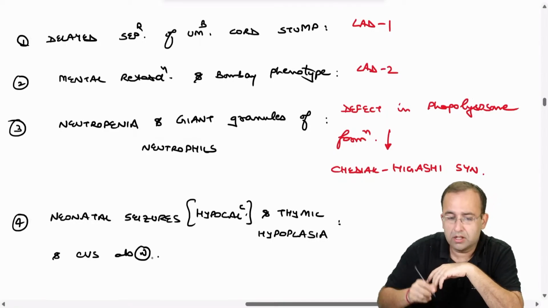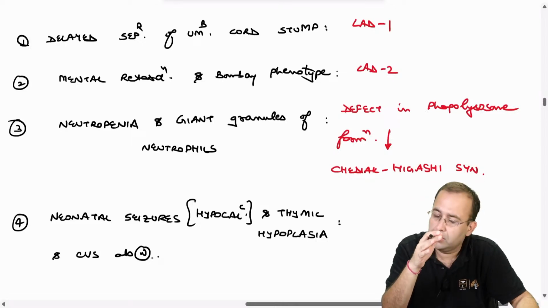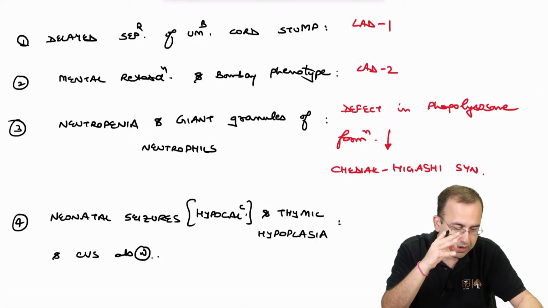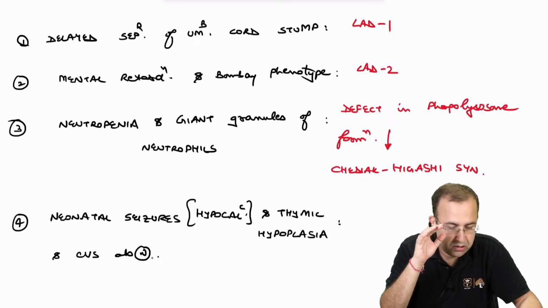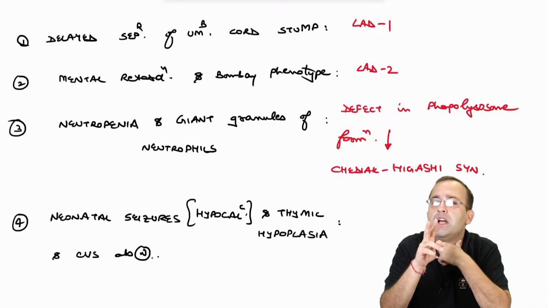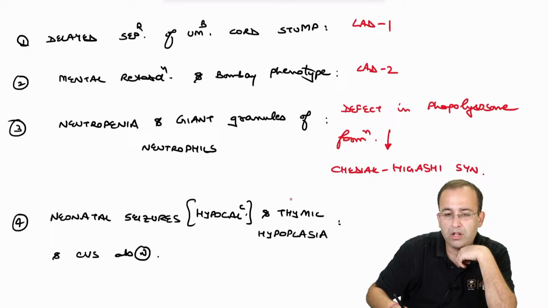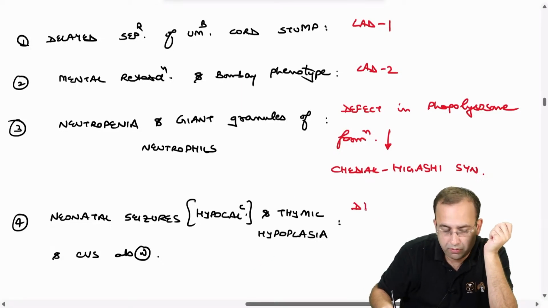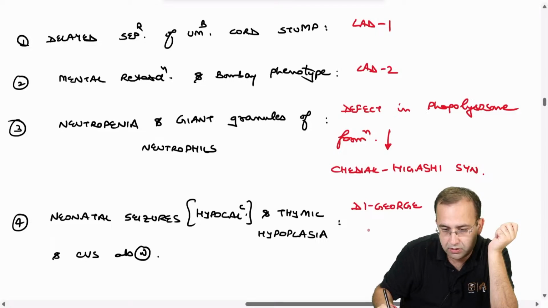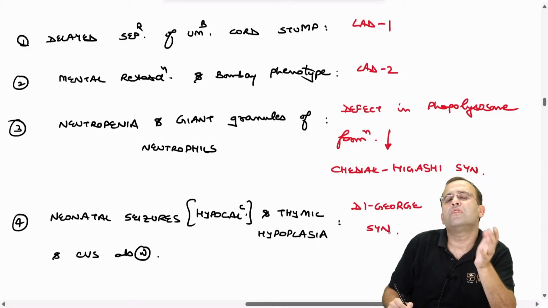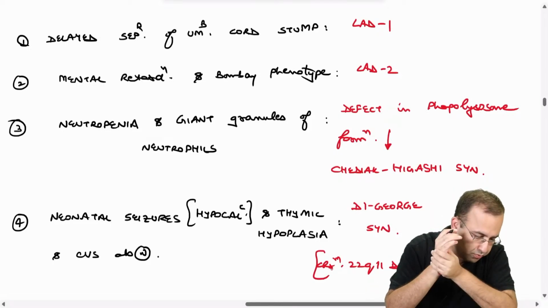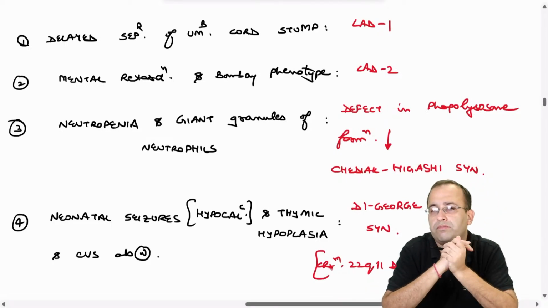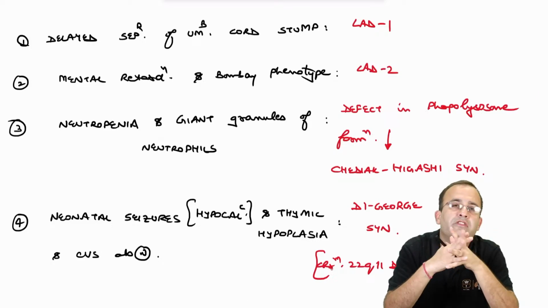It was this time's FMG segment PYQ. So again, it can very comfortably be asked in our paper also. The topics in different papers always remain the same only. So neonatal seizures, thymic hypoplasia and CVS abnormalities, it is a case of DiGeorge syndrome. Remember chromosome 22q11 deletion. It is the one with chromosome 22q11 deletion. So this had increased risk of infections.